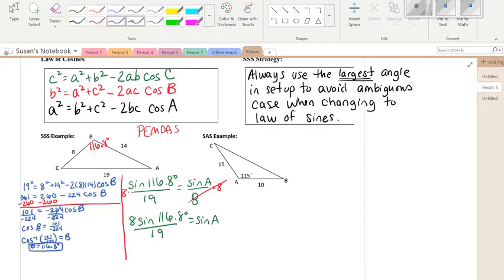And so how do I solve for angle A? Well, just like we did over here, I have to use the inverse. So the sine inverse of 8 times the sine of 116.8 degrees divided by 19 is equal to A. And again, make sure you plug that like it is in the calculator. Don't round your decimals until the very end.